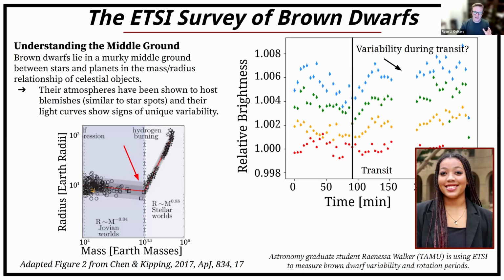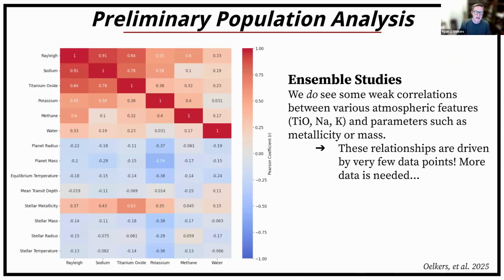Because they're between like stars and planets, they have weather like Jupiter does, but they also have star spots like the sun does. So it's just weird. We don't really know what's going on. And so we're trying to understand sort of how things are changing on very, very small timescales.